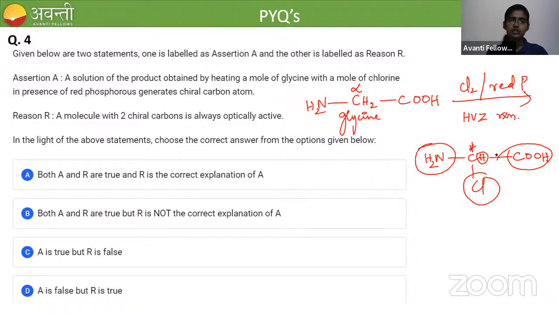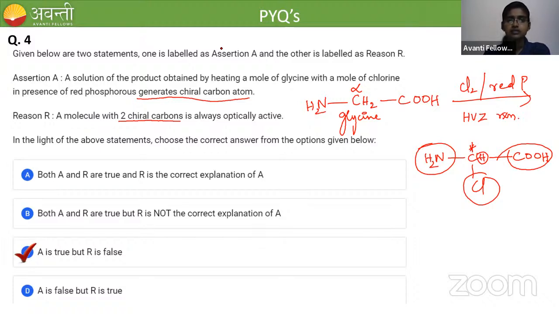Now you check with this. So the assertion is correct. The reaction generates a chiral carbon, it is correct. But in the reason, a molecule with 2 chiral carbons. So how many chiral carbons are we getting? We are getting only 1 chiral carbon, which is optically active. Since they have given 2 chiral carbons, the reason is false. That statement itself is wrong. So the correct answer option would be: A is true, but R is false. Clear?